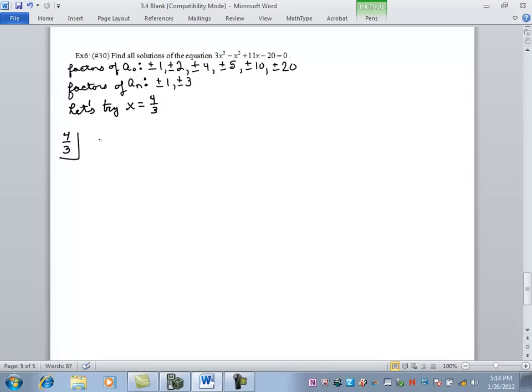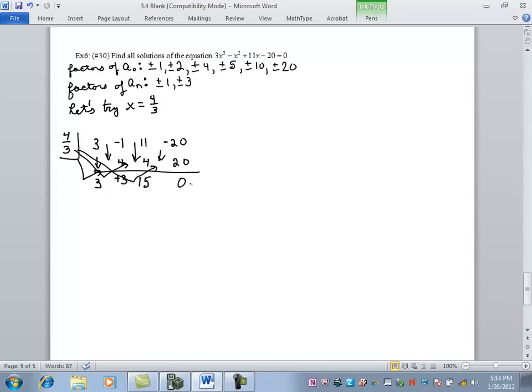List my coefficients: 3, -1, 11, and -20. We're going to bring the 3 down, multiply on the v. We've got to multiply fractions here, guys, but I think we're up for it. 4/3 times 3 is 4. Add down. That's a positive 3. Multiply on the v, so 4/3 times 3 is 4. Add down. 11 plus 4, 15. Multiply on the v, 4/3 of 15 is 20. And what do you know, we add down, we get 0.